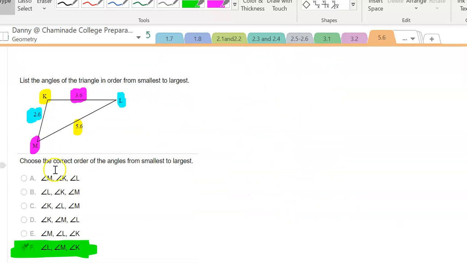So here we're just putting in order from smallest to largest. And so we're talking about angles, but we're given information about their side measure. So I could see that K, 5.6, and its side is the longest one. And I can see that L is the shortest one, and M is in the middle.